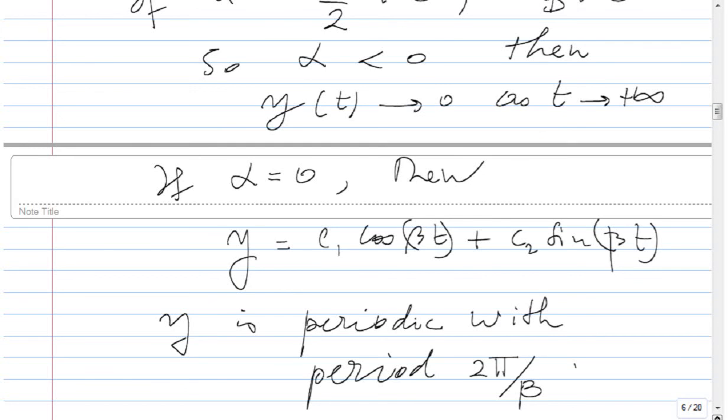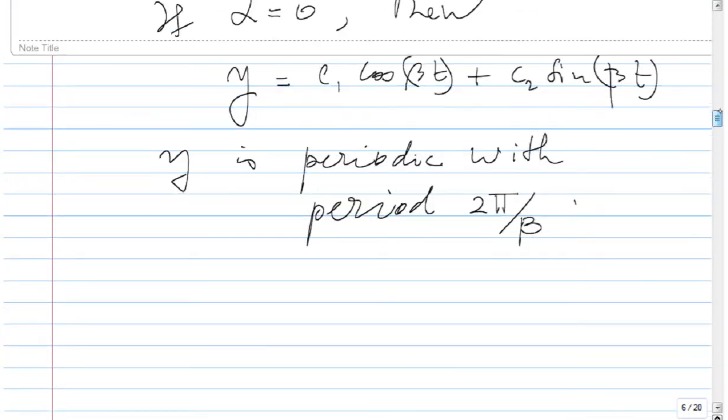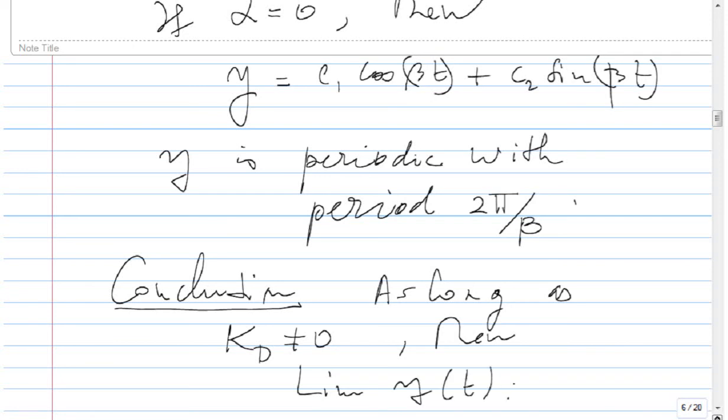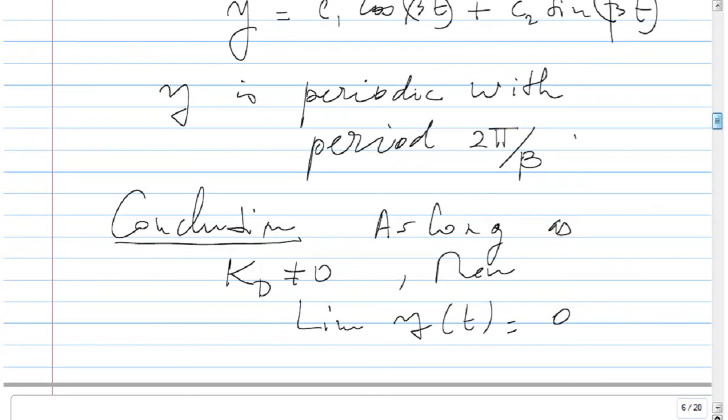So the conclusion is, as long as we have damping, as long as KD is not equal to 0, so we must have damping, then the limit of y of t will eventually go to 0 as t goes to infinity.